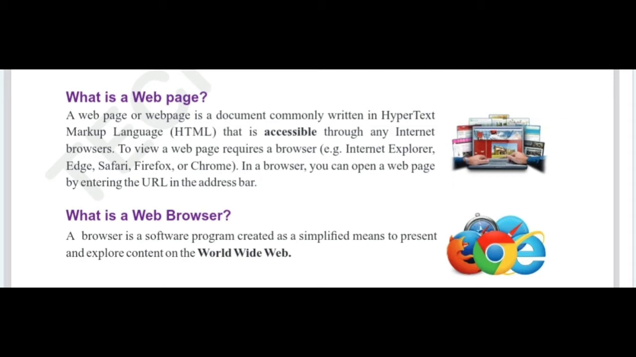What is a web browser? A browser is a software program created as a simplified means to present and explore content on the World Wide Web. Children, do you know what browsers are available at present? Google Chrome, Internet Explorer, Mozilla Firefox. Using browsers, we can browse information from the World Wide Web on the internet.